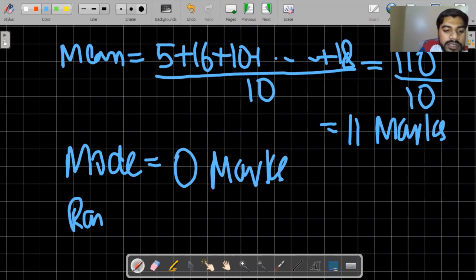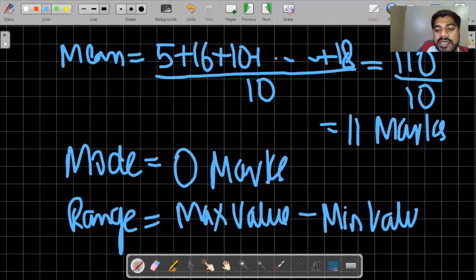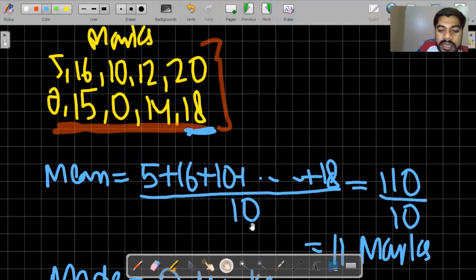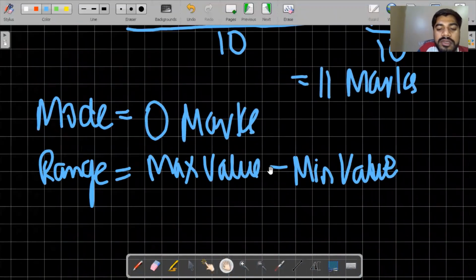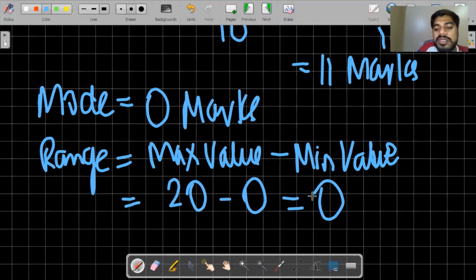Now let's move towards range. As we have discussed, range refers to simply the maximum value of the data set minus the minimum value. So the maximum value in the following condition is 20 marks, and the minimum value is 0 marks. So range only tells us about the spread of the data. I can simply write 20 minus 0, that comes out to be 20. So it simply indicates the spread of the data among the 10 values.